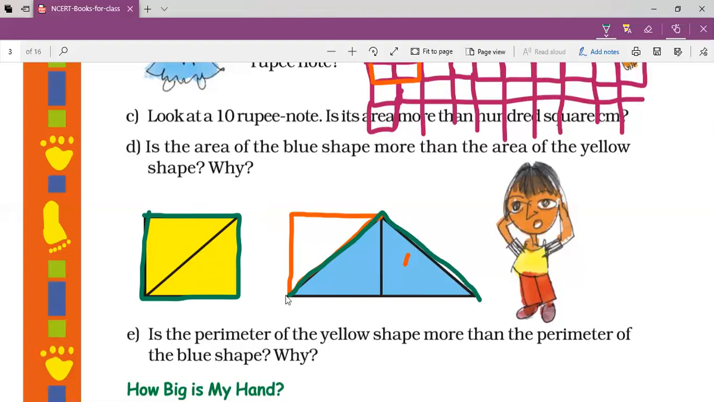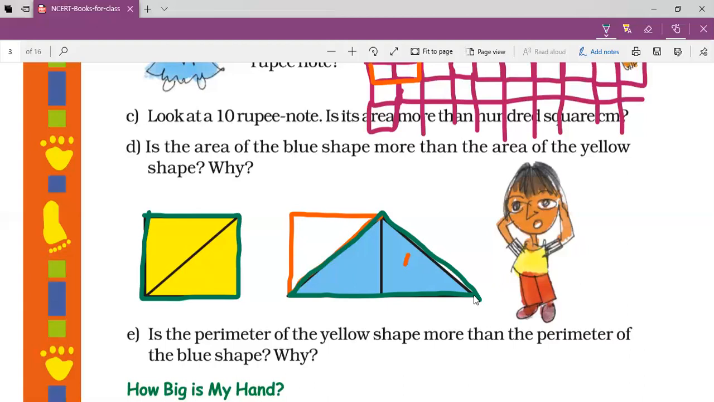So, whose perimeter is more? Tell me. The blue shape's perimeter is more. You can use your ruler also for understanding the perimeter. So what they had asked: is the perimeter of the yellow shape more than the perimeter of the blue shape? No, it is not more than the blue shape, because the perimeter of the blue shape is more.